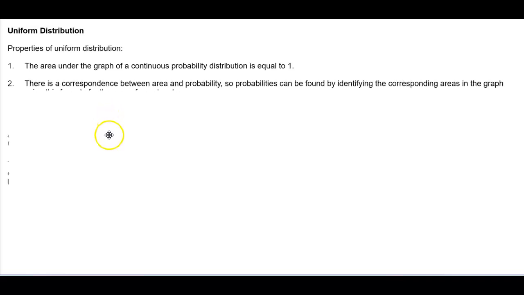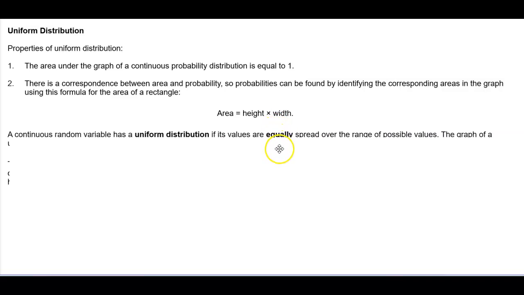Uniform distribution. Properties of uniform distribution. Number one, the area under the curve of a continuous probability distribution is equal to 1. Number two, there is a correspondence between area and probability. So probabilities can be found by identifying the corresponding areas in the graph using this formula for the area of a rectangle. Area is equal to height times the width.